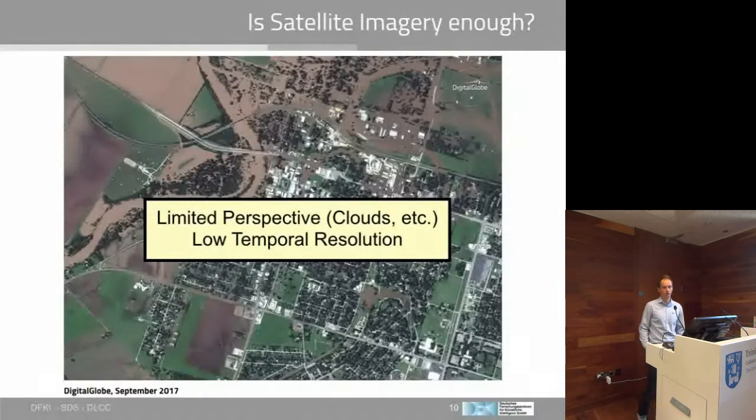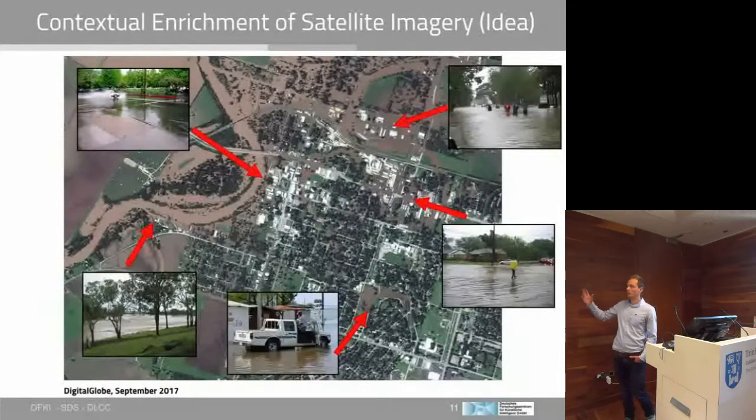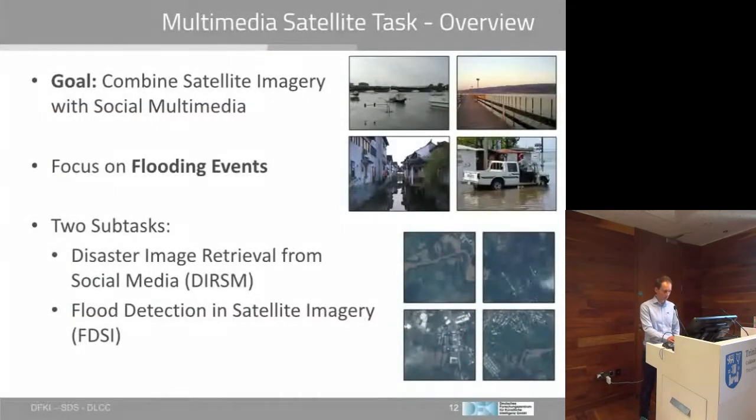One way to circumvent this is to use other streams, for example social media. Like Tom already said, especially for floodings, there's a lot of social reflection in these streams, which we can use. So this is the basic idea: that we can combine them and use them later in a predictive manner to augment the whole event.